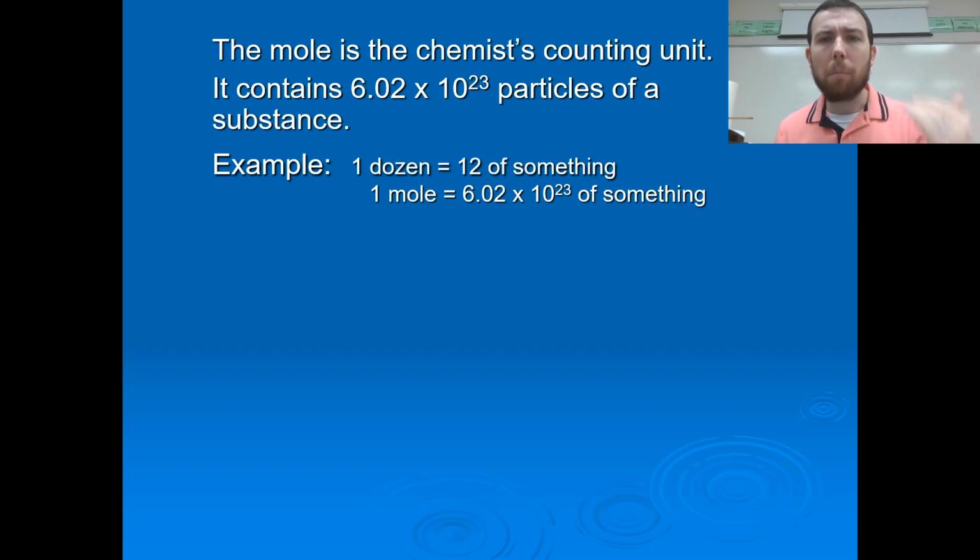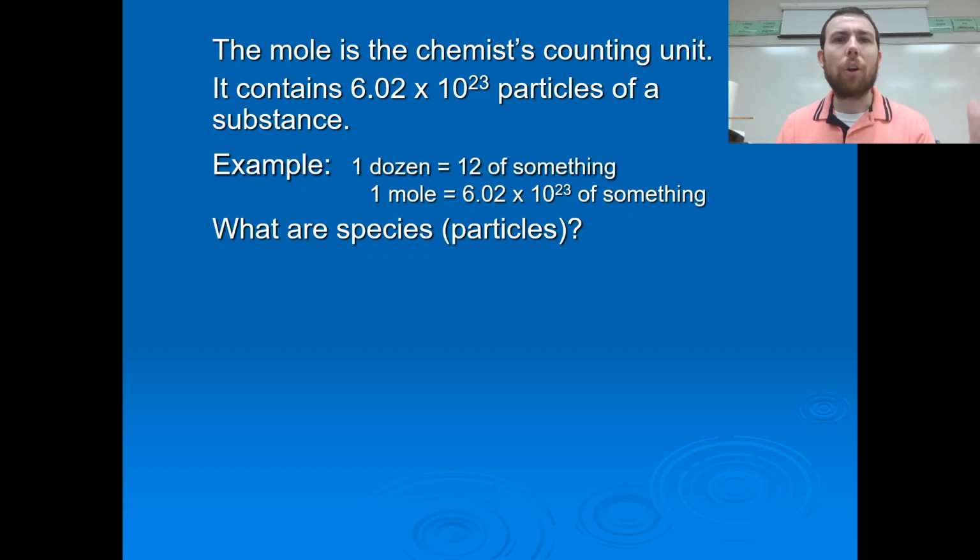So when you hear mole, what should automatically come to your mind is, okay, someone just said a mole. That means I have 6.02 times 10 to the 23rd of whatever that thing is. It could be atoms, it could be molecules, it could be something outside of things like that. Like if I said I had a mole of photons, that would mean I would have 6.02 times 10 to the 23rd photons, right? Or if I had a mole of bricks, that's a lot of bricks, that'd be 6.02 times 10 to the 23rd bricks.